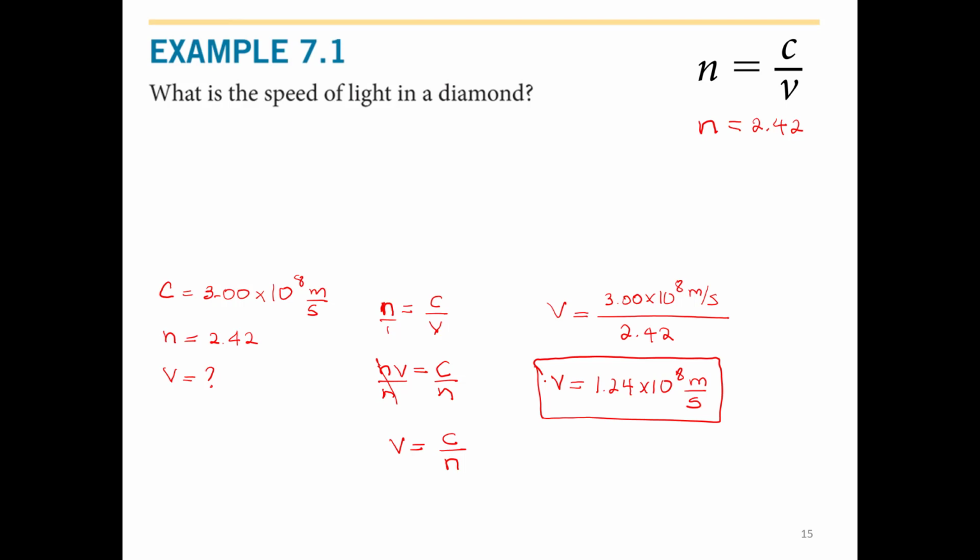One more thing: when you are calculating the speed of the light in some particular material, you expect a large number, so don't forget the power of 10.